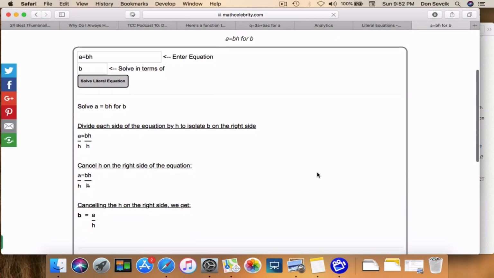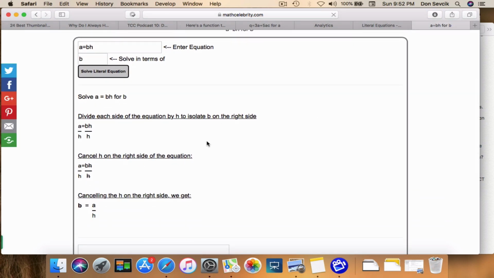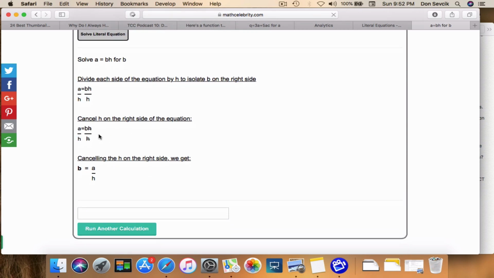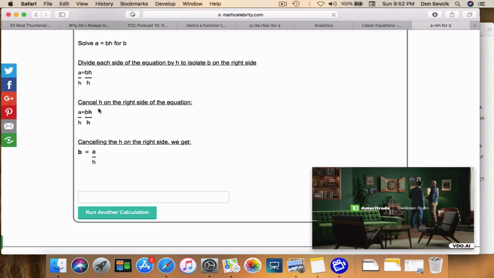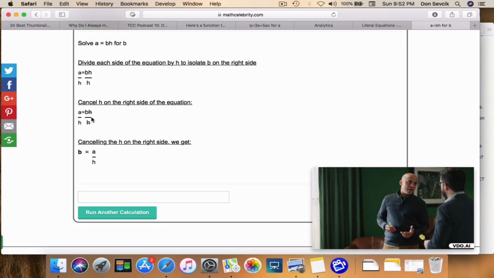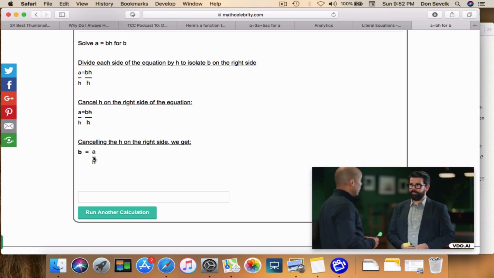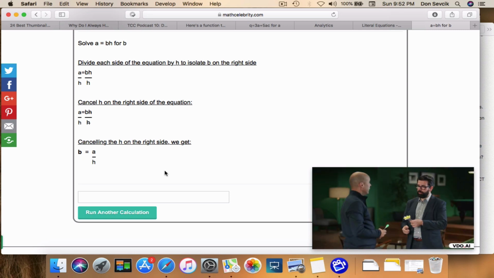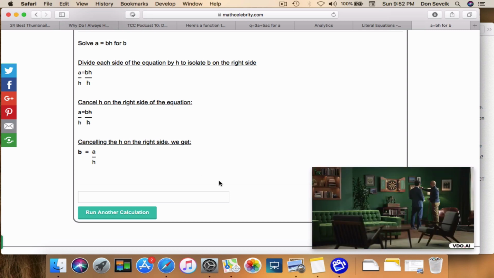And so it's going to walk you through the problem step by step. And as you can see, to undo multiplication, we're doing division. So we divide each side by H. Come on down here to the next step. We can cancel H on the right side of the equation. So we're left with B equals A divided by H. And so that's how the calculator works.